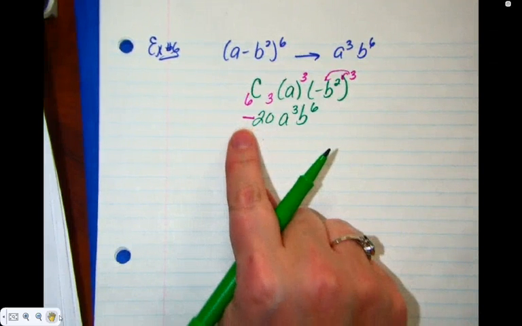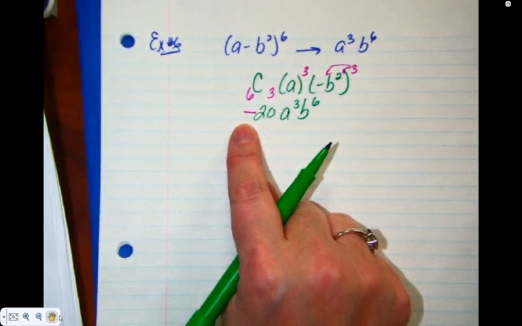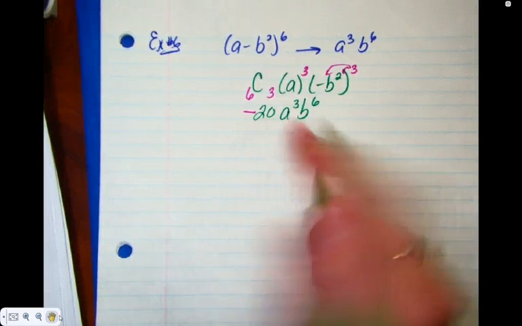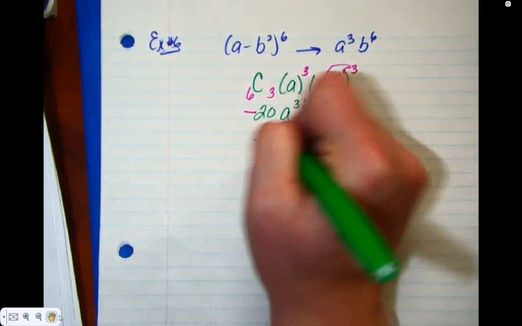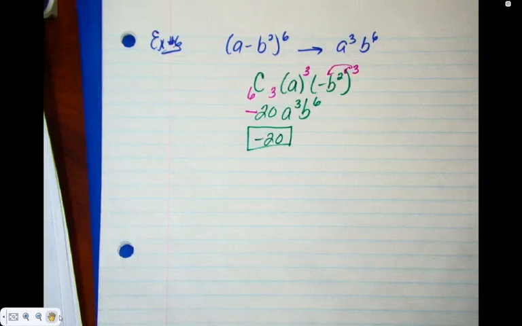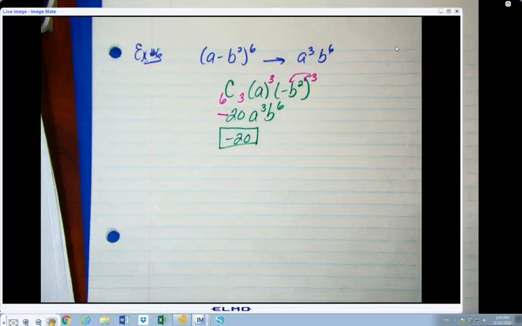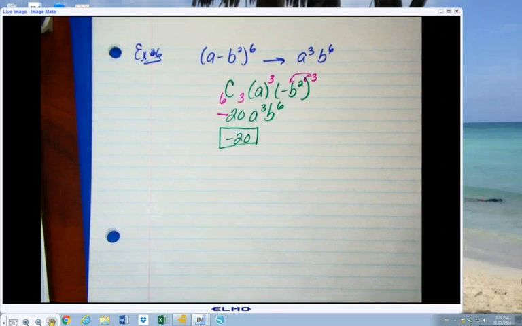Why is that negative so important? Because what the question has asked is the coefficient, and negative 20 is the coefficient. If you lost that negative in the back, you're going to have positive 20. That's as hard as they're going to get. Yep, you'd lose a half mark.